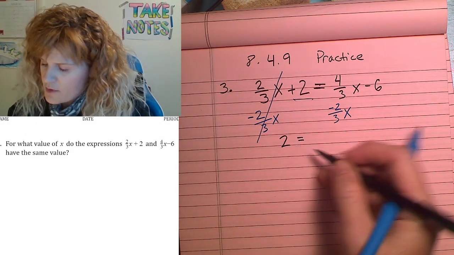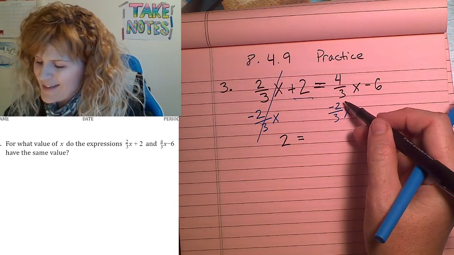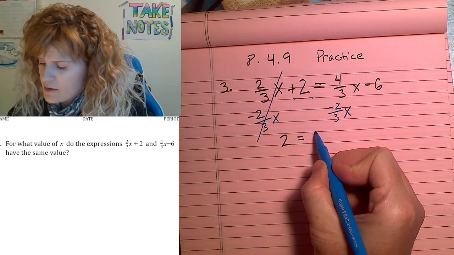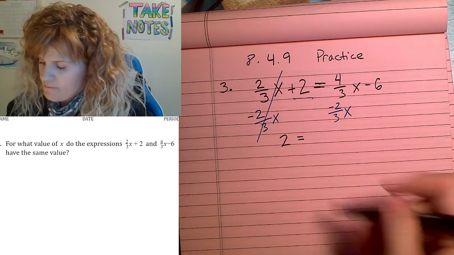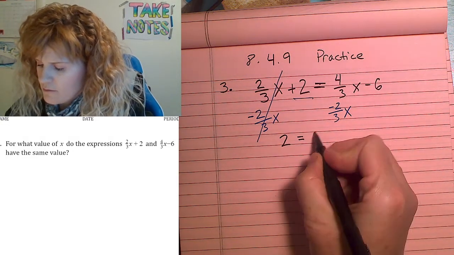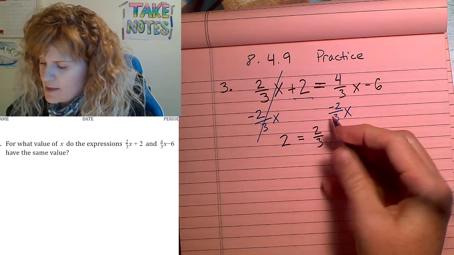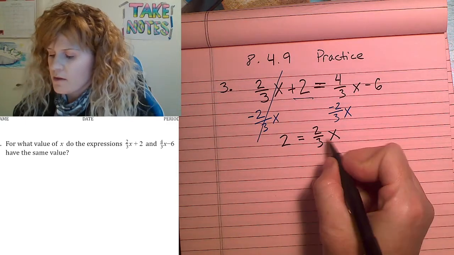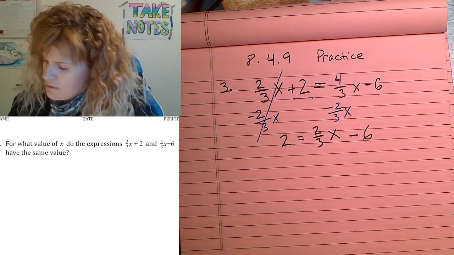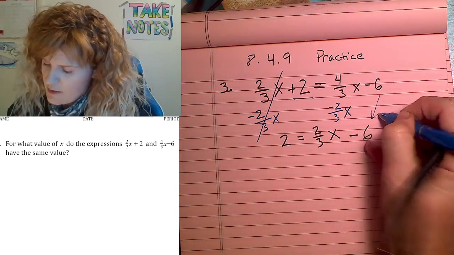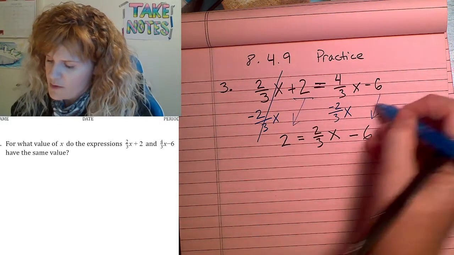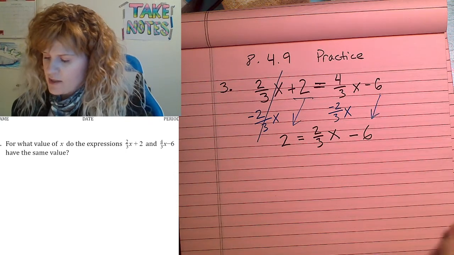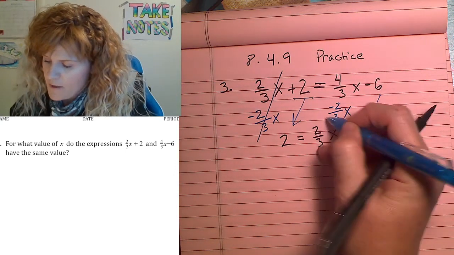2 equals, and then 4/3 minus 2/3. 4/3 minus 2/3 is 2/3. Right. 2, that was so easy. I had to stop and think. Are they tricking me? Okay. 2/3 x minus 6. That 6 is right here. It just comes straight down. I'll draw arrows so you can see the terms that didn't change and they just came right on down.